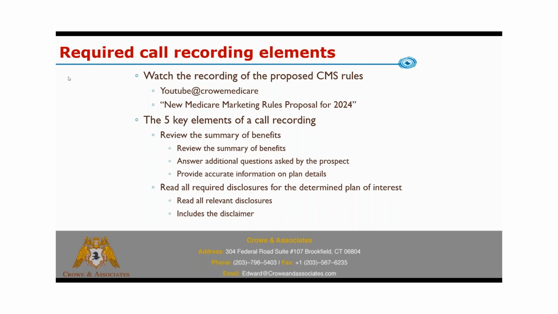Answer any additional questions asked by the prospect. So you've got to answer their questions. It seems pretty obvious, but that's what they put in there. Provide accurate information on plan details. I guess that was a big issue, so be accurate with what you tell them about plan details. That's the first category. The second is read all the required disclosures for the determined plan of interest. In other words, just read the disclaimers. We'll go over that in the next slide.